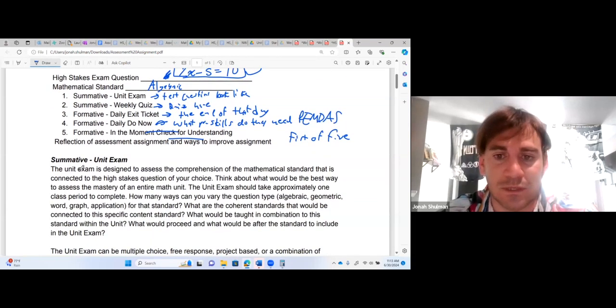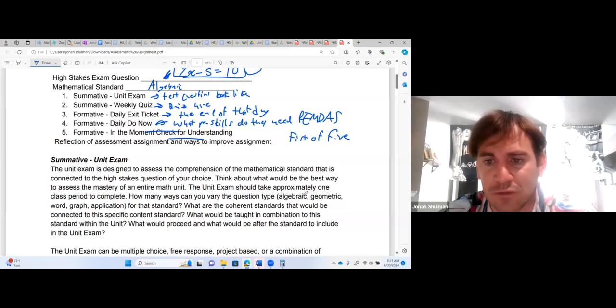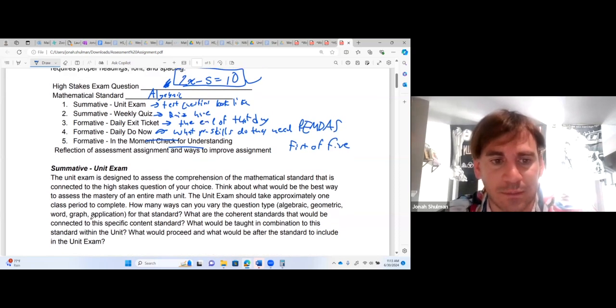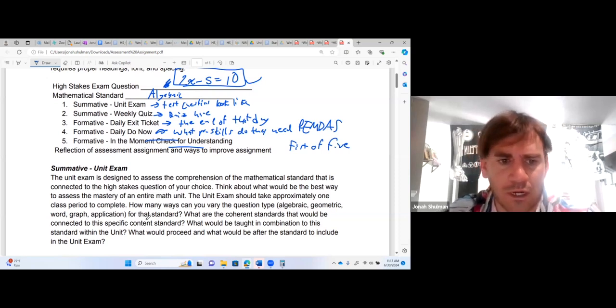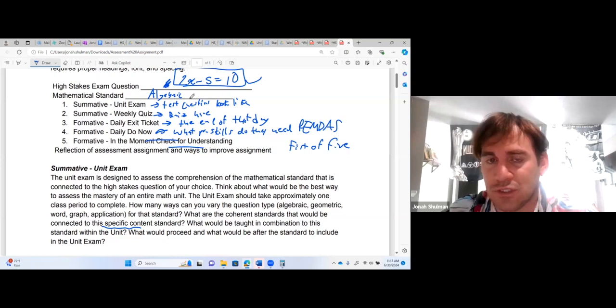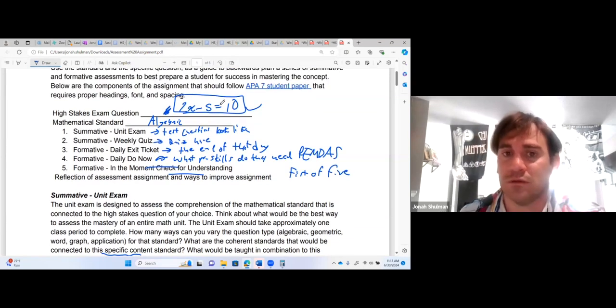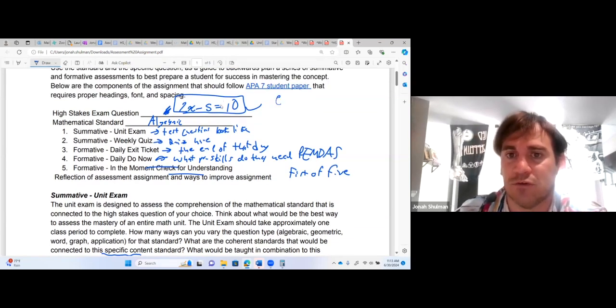I give you information about the summative exam. One class period per standard: see how many ways you can vary the question type: algebraic, geometric, word problem, graph, application. So whatever the standard, think about different ways you can vary it. What content standards are connected to the topic? Obviously we're not just going to be doing this in the unit, right? If this is the standard, it could be graphing this, it could be word problems of this. All of that will go into the test.